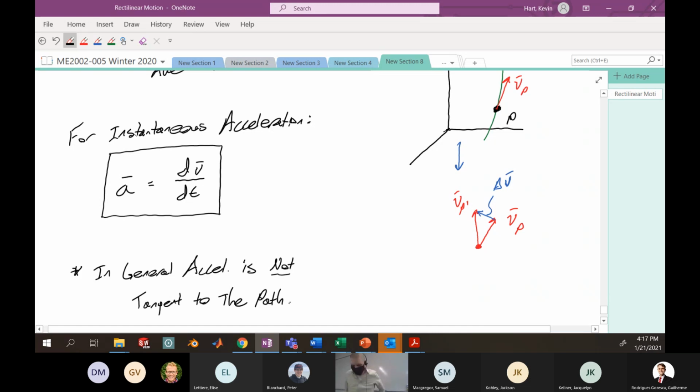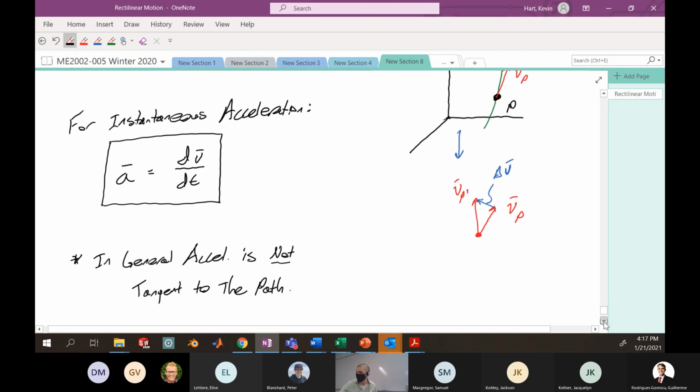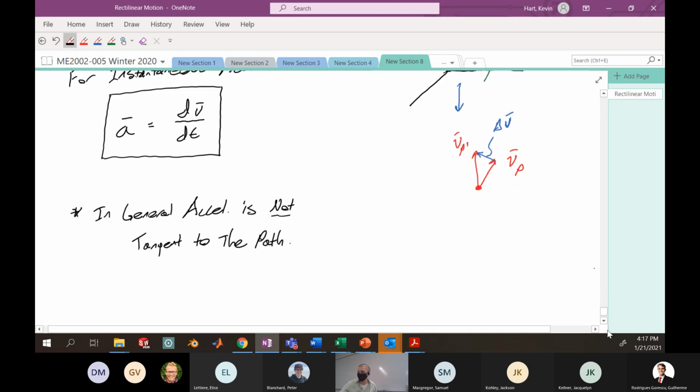Acceleration is really only tangent to the path if you're moving in the same direction for some short amount of time interval. So as I'm speeding up or slowing down on the highway, I'm accelerating and decelerating in the direction of the path. That's probably the only time that it really is tangent to the path, when you're speeding up or slowing down in the direction of the path. So sort of a short-term one-dimensional motion.